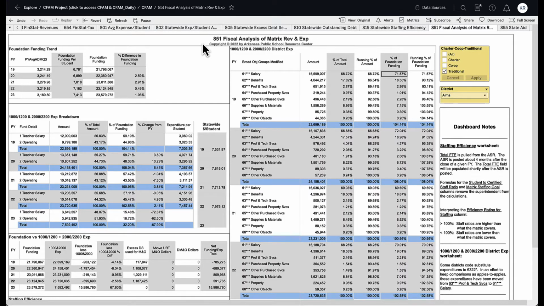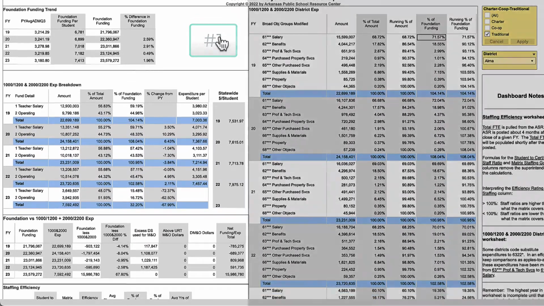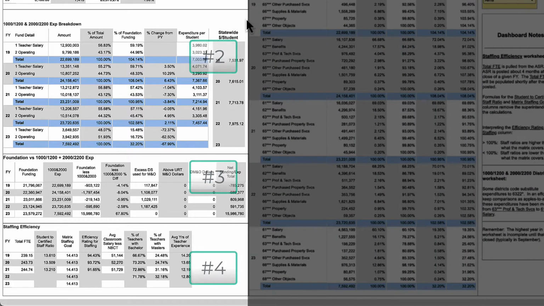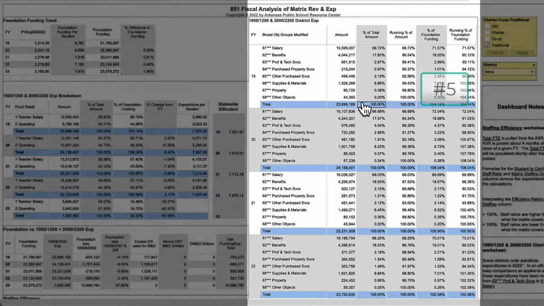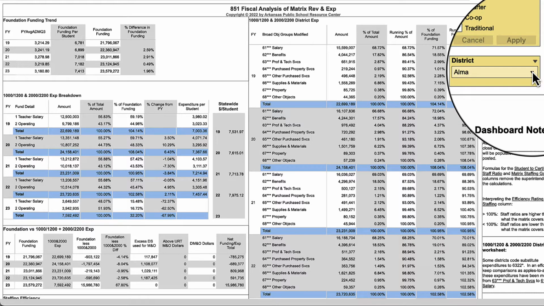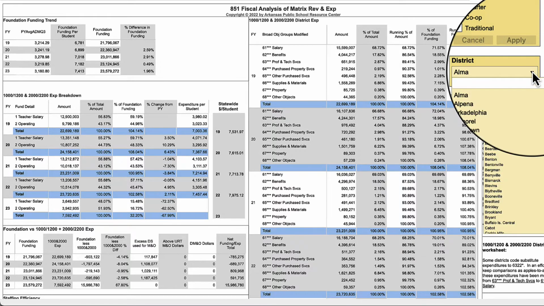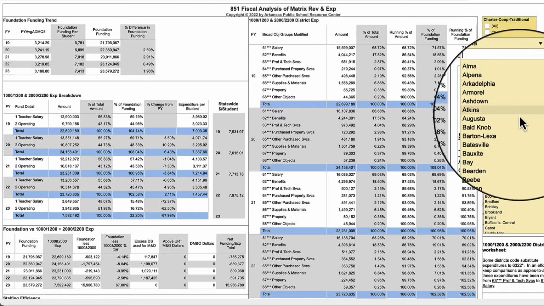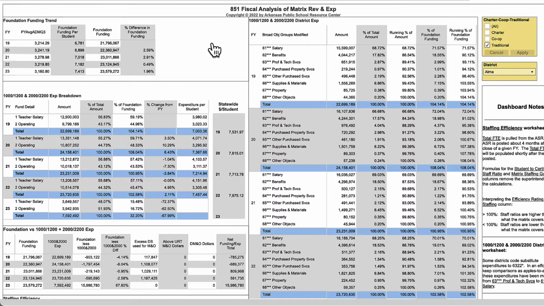And this worksheet is broken down into 5 sub-worksheets, 4 on the left-hand column of the page, and 1 worksheet on the right-hand column of the page. As always, we want to take a look at our filters over here. We are looking at the Alma School District today. However, we can click on the down arrow and either search or choose any district that we please. So let's look at the worksheet.